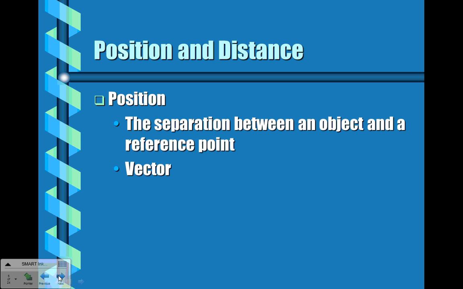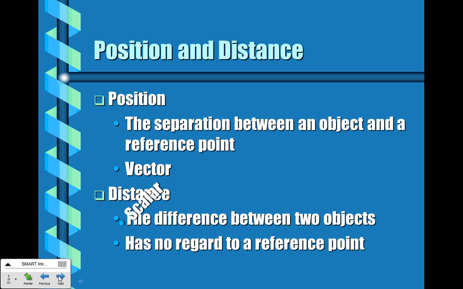All right, position is a vector, whereas distance is a scalar. Position is the separation between where you are now and that reference point, whereas distance is how far you really went. Distance is probably more comparable to something called displacement.